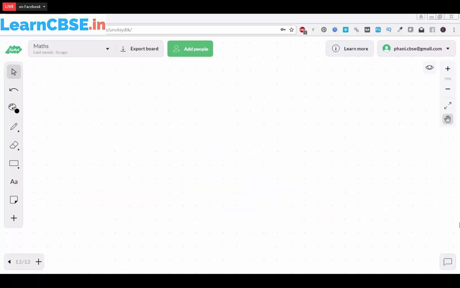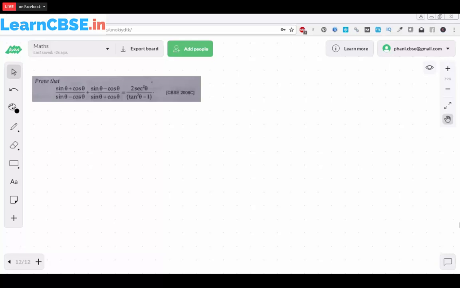Next question is given. Sin theta plus cos theta by sin theta minus cos theta plus sin theta minus cos theta by sin theta plus cos theta equals to this we have to prove. So in the left hand side, we will take the LCM. The LCM will be sin theta minus cos theta into sin theta plus cos theta.